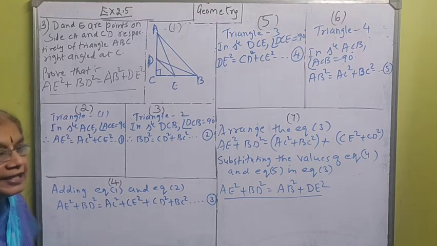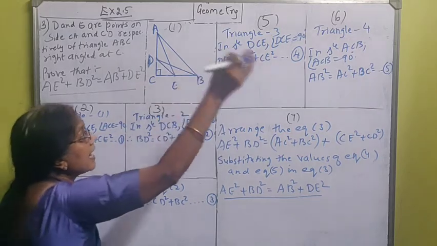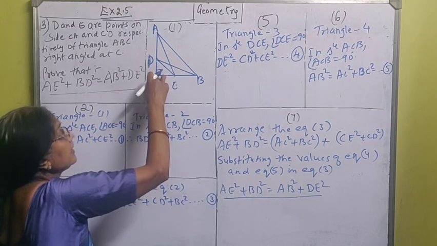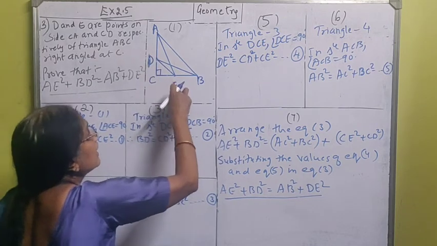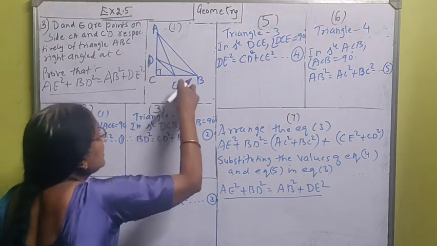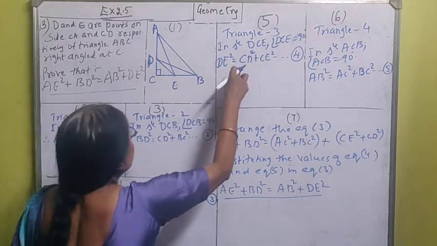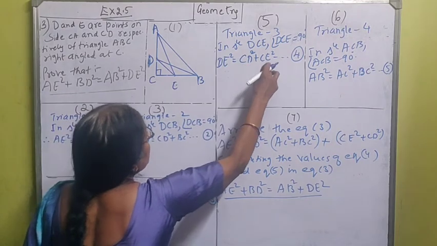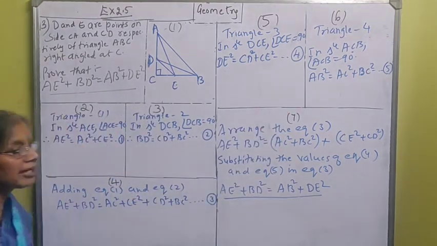Now I will go to the next triangles, triangle 3 and triangle 4. Which is triangle 3? DCE. Angle C is equal to 90 degrees. DE is the hypotenuse. So DE square is equal to CD square plus CE square. Let it be equation number 4.